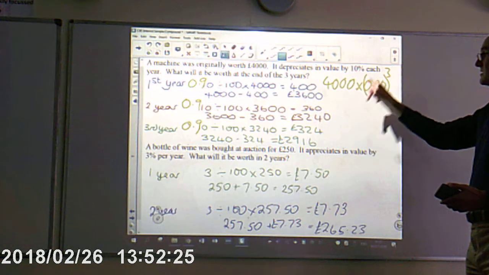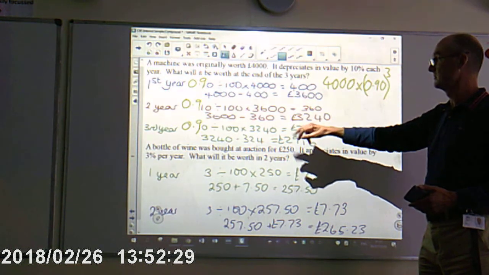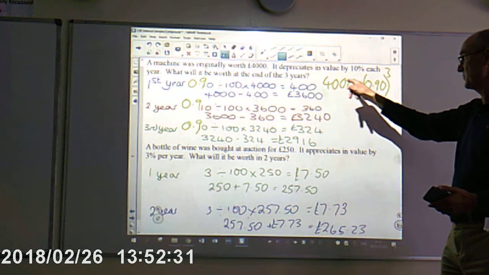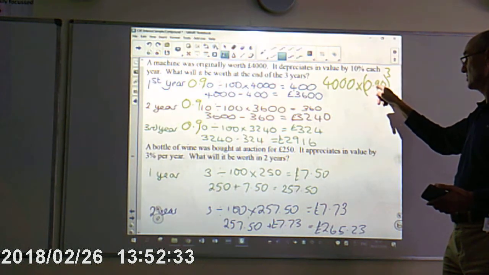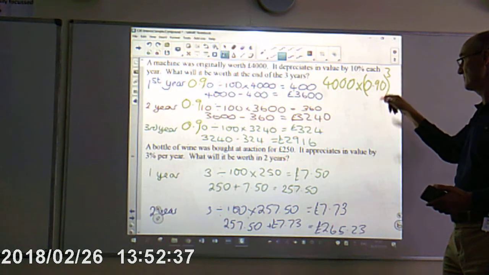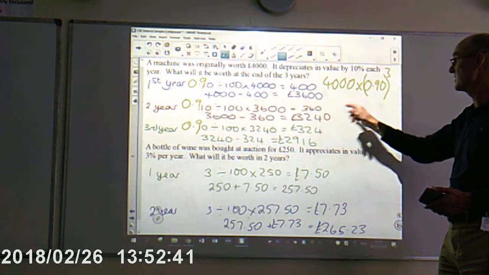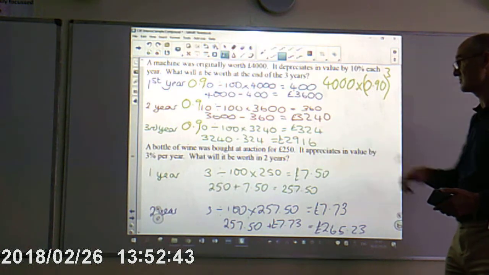Which one's an easier calculation to do? Go through step by step, do it each year, or just take our principal value times 0.9 the first year, times 0.9 for the second year, times 0.9 for the third year, and it does come out, I checked it, it's the same answer, 2,916.